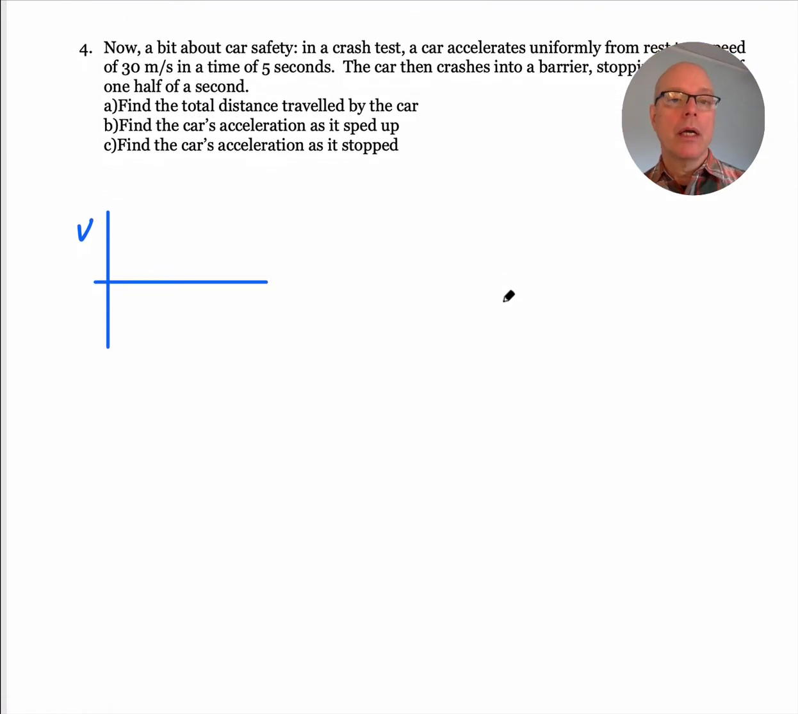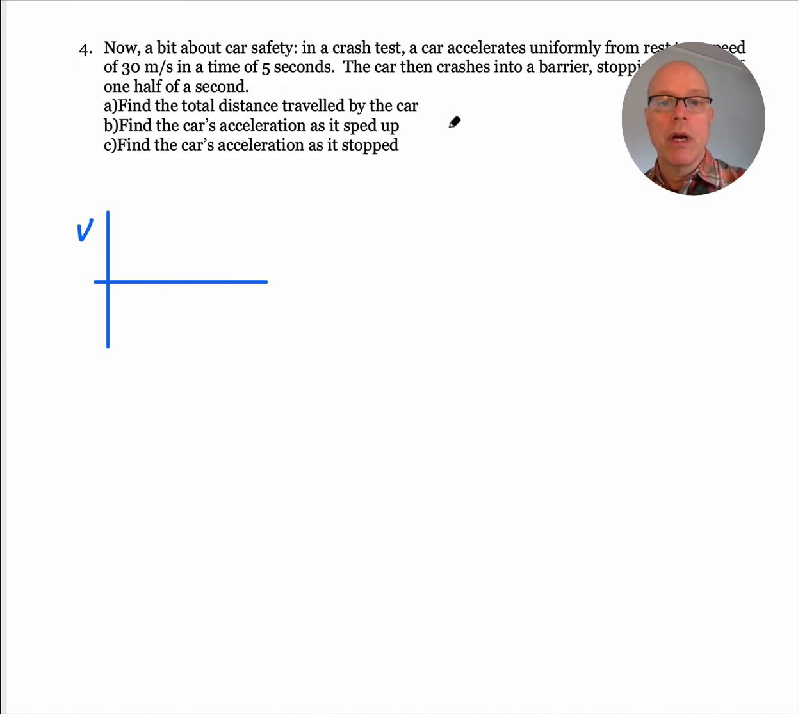What we're going to do is talk again about something speeding up or something slowing down. It's an acceleration problem, but let's read it. A car accelerates uniformly from rest to a speed of 30 meters per second in a time of 5 seconds, period. The car then crashes into a barrier, stopping in a time of 1/2 of a second.